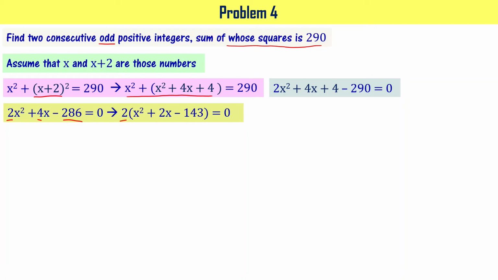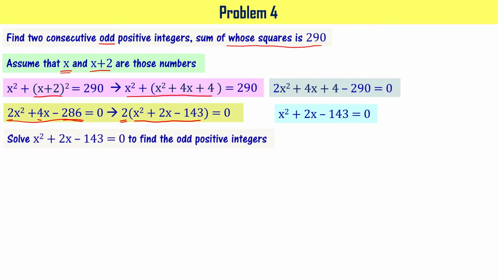I can drop this 2 simply because if I take this 2 onto the other side, it becomes 0 divided by 2, right? That is equal to 0. It means x square plus 2x minus 143 equal to 0 is also an equation equivalent to 2x square plus 4x minus 286 equal to 0, right? Now we have to solve this particular equation to get one of the odd positive integers, that is x. Once you know x, you can get x plus 2, right?